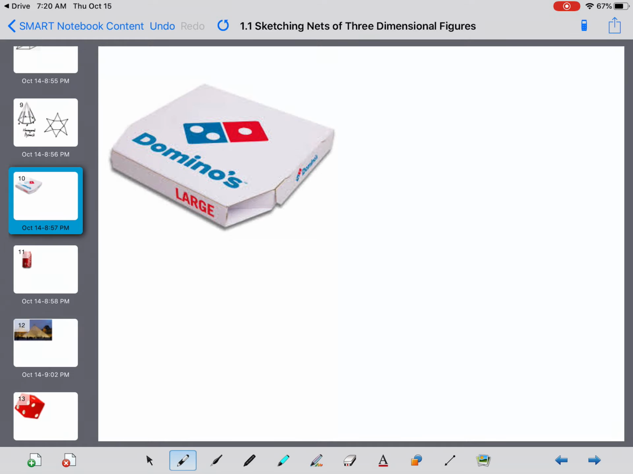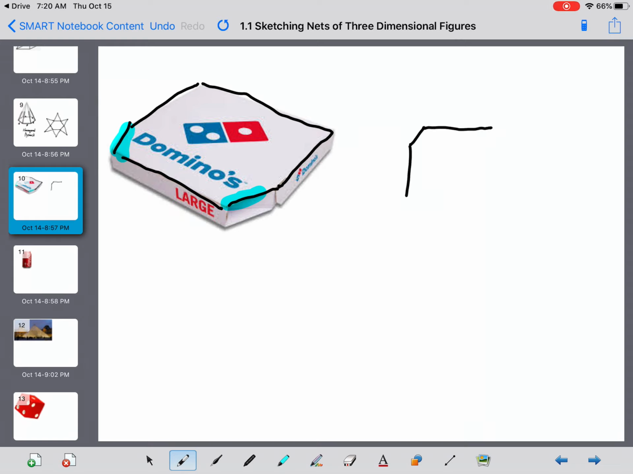So if I took this Domino's box, if we notice it has not a regular pizza box shape because it kind of cuts in a little bit in this spot, here and here. But if I was to unfold this pizza box, we would know that it would look like this. And then here's the lid, flipped open. And then the base would be pretty much the opposite.